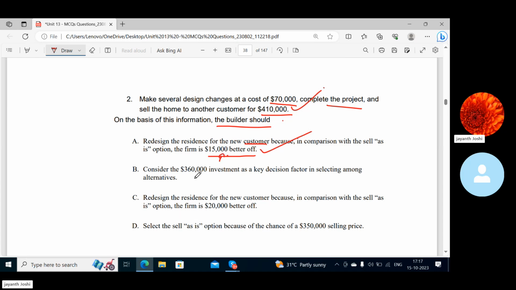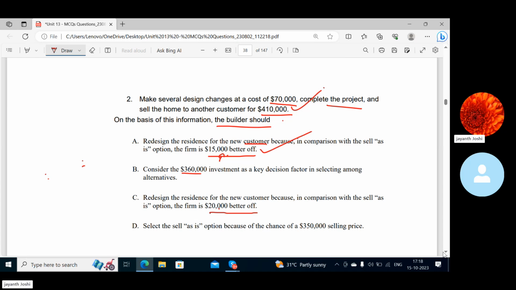Consider the $360,000 investment as a key decision factor in selecting among alternatives. Two alternatives are there, right? They can invest this much and take a decision based upon that and select any one of them. Redesign the residence for the new customer, because in comparison with the sell as is option, the firm is $20,000 better off. Or select the sell as is option, because of the chance of a $350,000 selling price.